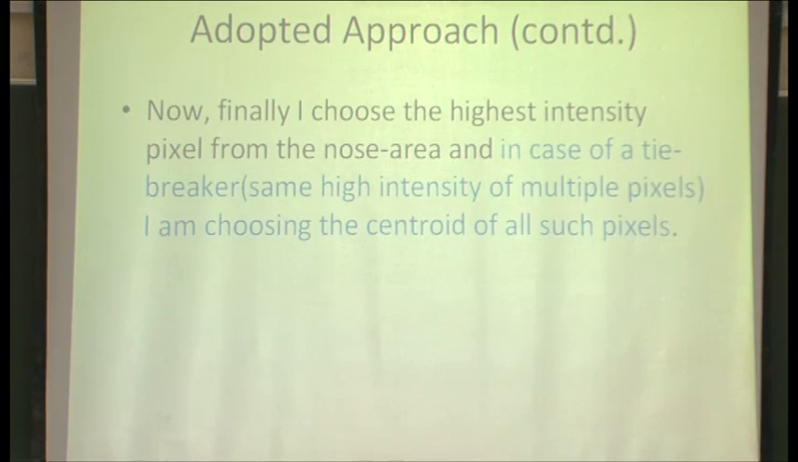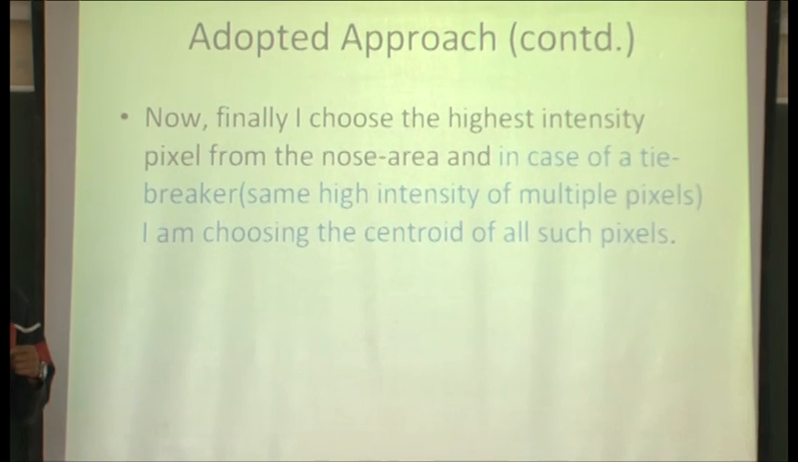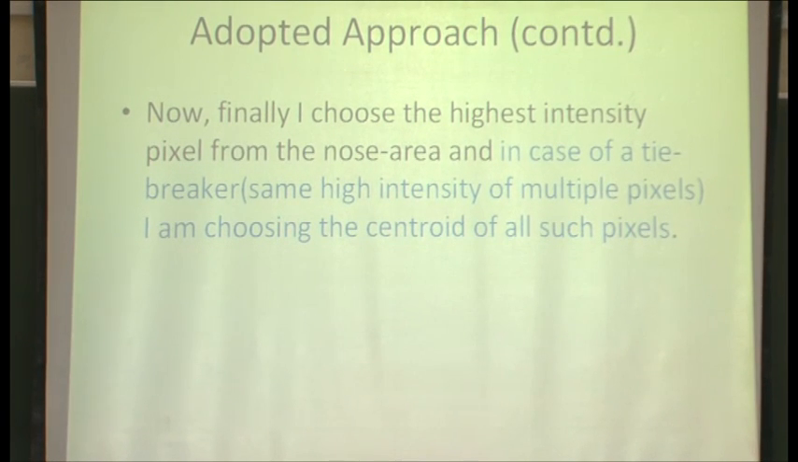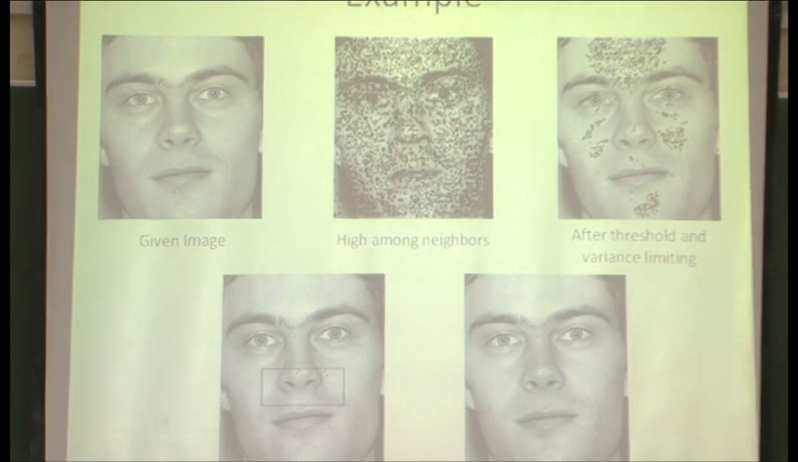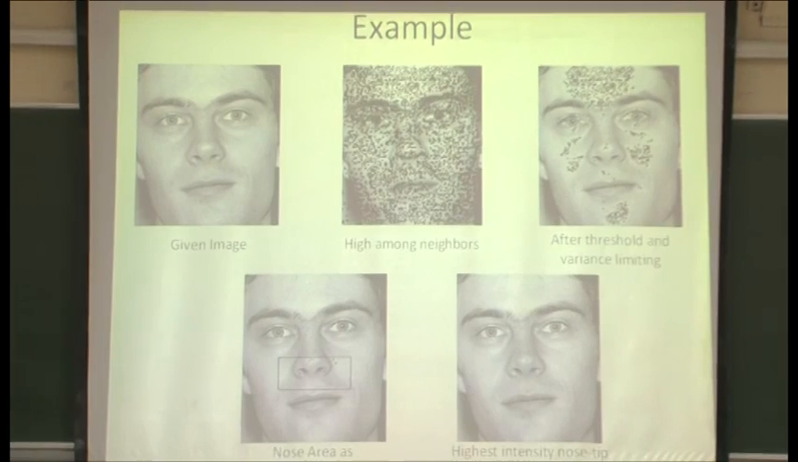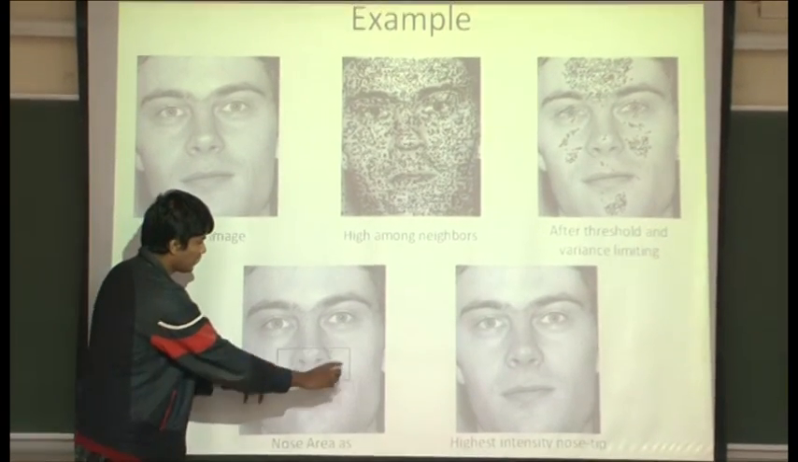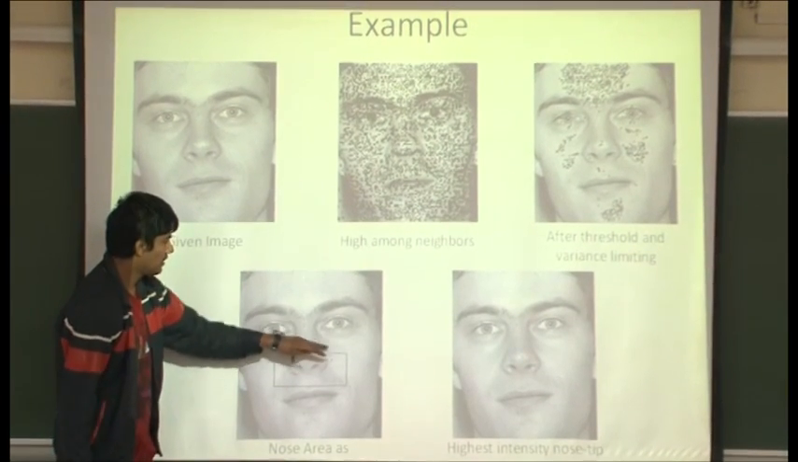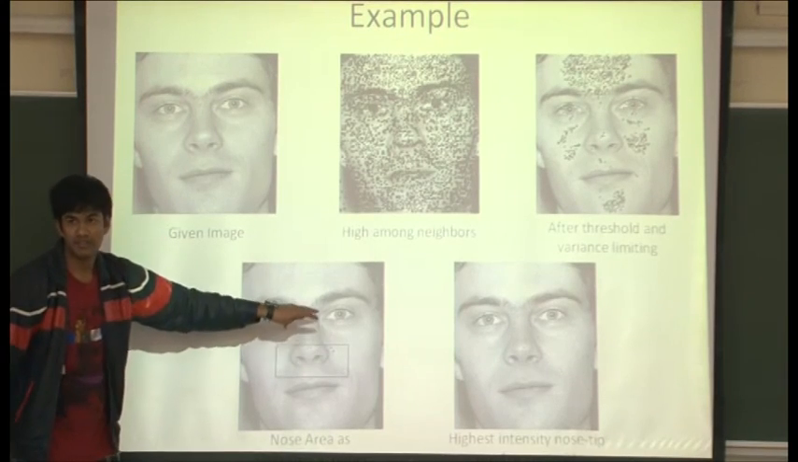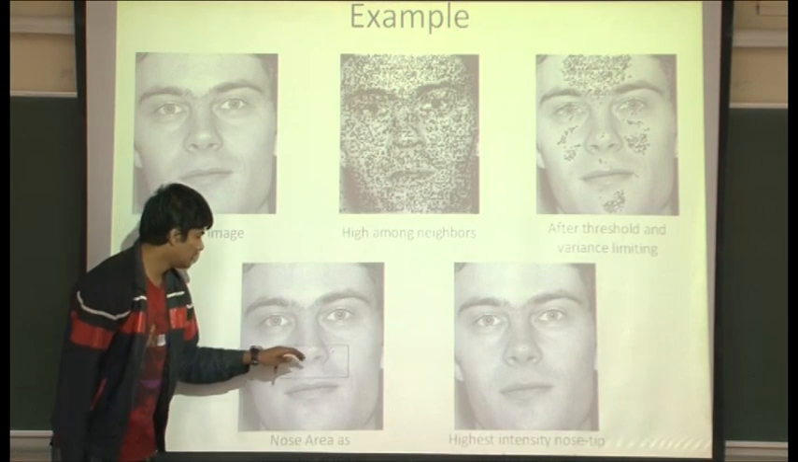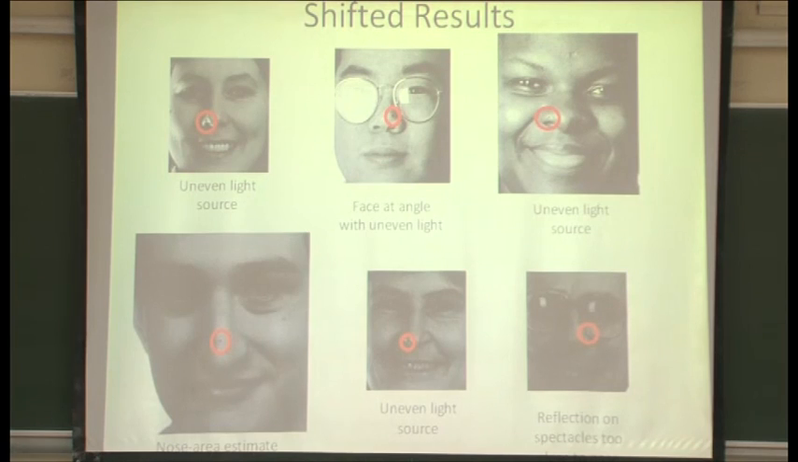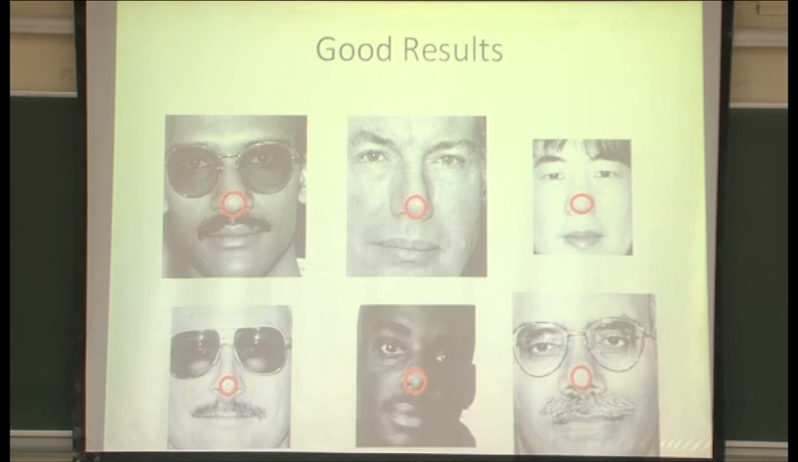Then, in case there are multiple highest intensities, I take the centroid of those, so that it comes closest to the most prominent one. So, in this case, our intensity is decreased. If we select this region, we don't need to consider these which were coming in the circle. So, only these. So, these are the good results.